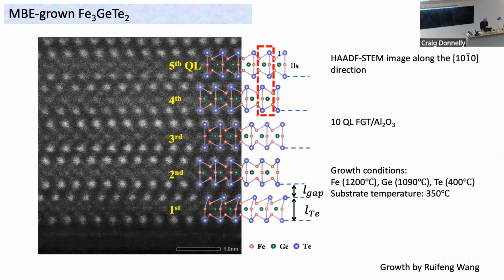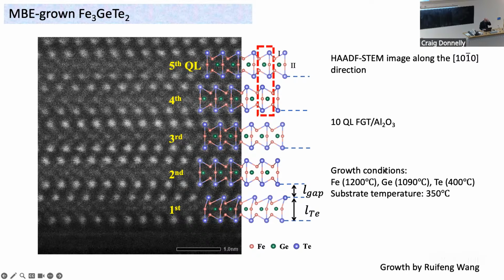Finally, I just want to mention, we can actually grow these van der Waals materials, let's say iron 3 germanium tellurium 2, by molecular beam epitaxy. This is very important if we want to make larger areas beyond a few square microns of exfoliated flakes, to carry out certain types of measurements, especially for ultra-thin layers. And this is grown in my department by Rufeng Wang, an excellent postdoc. And what I want to show you is, it turns out disorder is still very important in the structure.